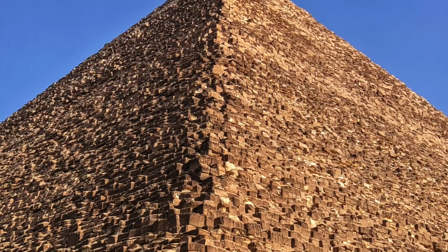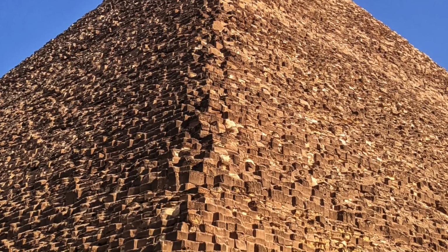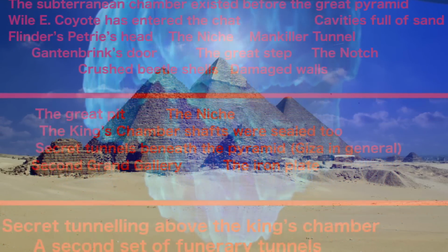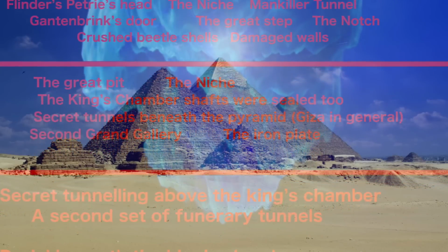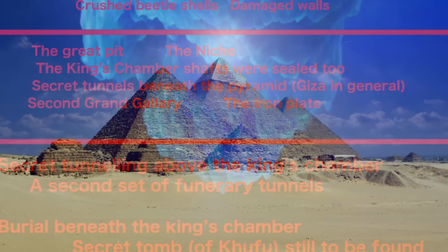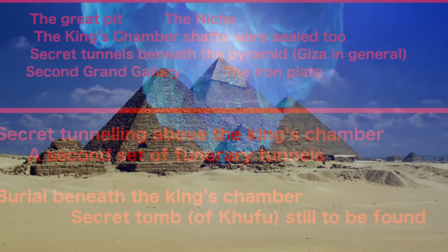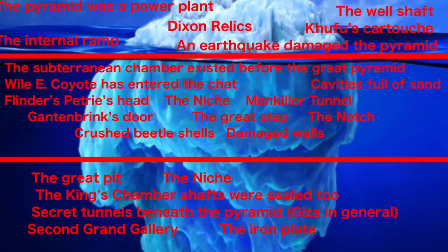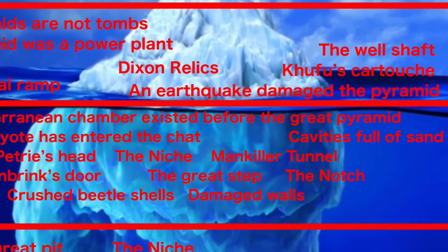I will also put a quick disclaimer that this iceberg chart in no way encompasses every single possible mystery or theory about the Great Pyramid. It's just the ones that I could think of off the top of my head as I put together the chart with my friends. So, without further ado then, let's start right at the tip of the iceberg at level 1. Slaves built the pyramids.